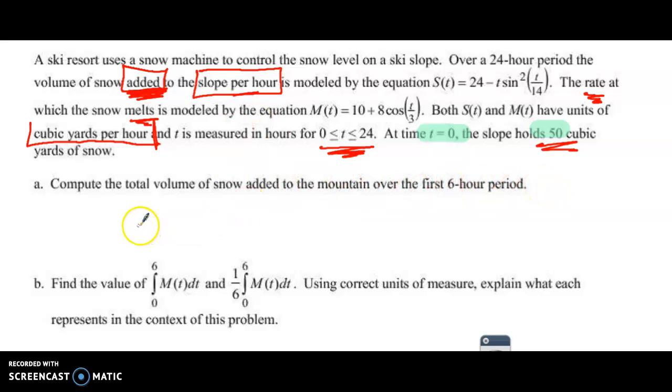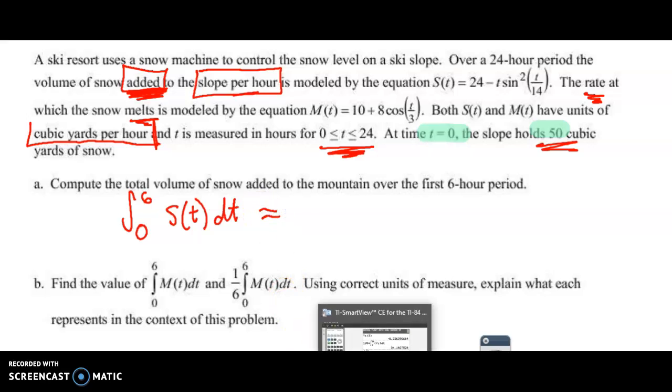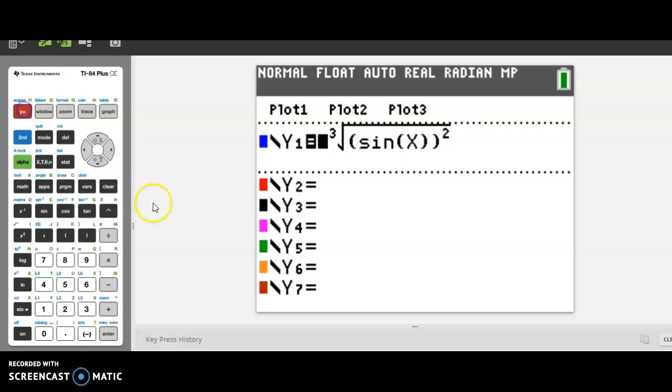Anyway, what's the total volume of snow added to the mountain over the first 6 hours? Well, all that's saying is that over the first 6 hours we don't care about what's melting, just what is added. So that would be the integral from 0 to 6 of s of t dt. I wouldn't even spend any time assuming that this is a calculator question, which it would be. So I would go to my calculator and start typing away into my y equals.